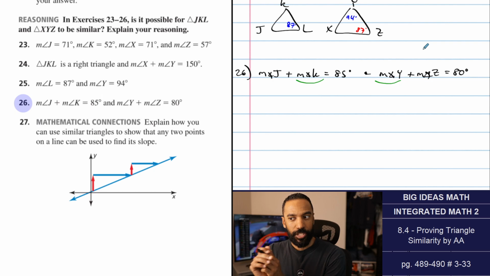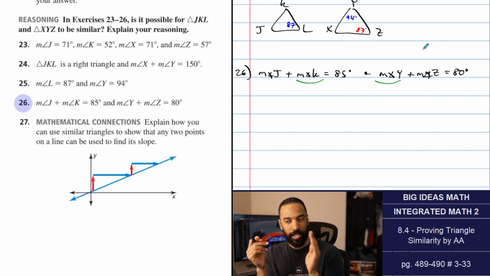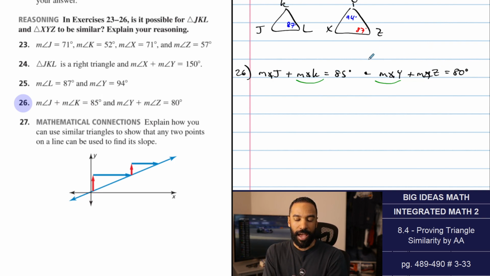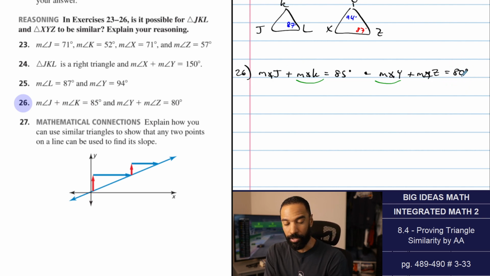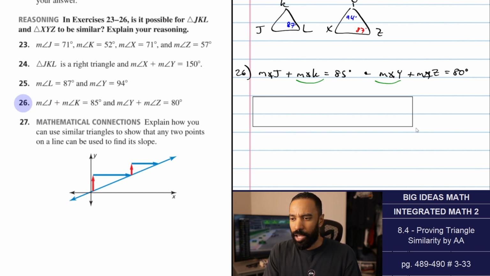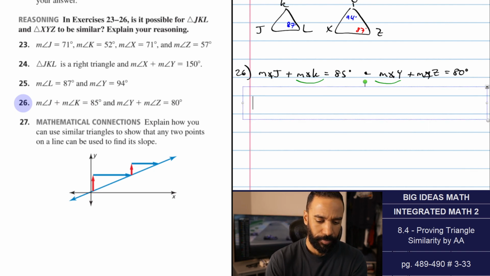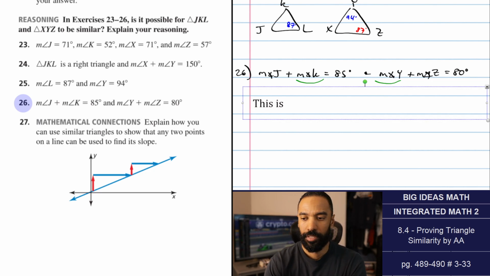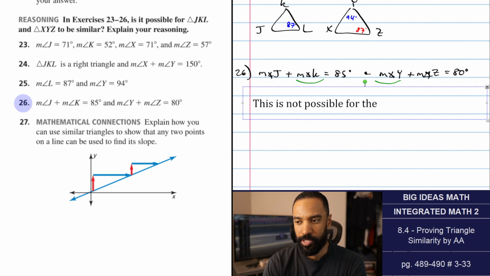But J doesn't correspond with Z. J corresponds with another angle, and that other angle would also therefore have to be acute. But these are showing that you'd have to make something obtuse. And I need a 95 degree angle here to complete 180. And here I need a 100 degree angle to complete 180. So I don't know how to explain that well. But this is not possible for the triangles to be similar.